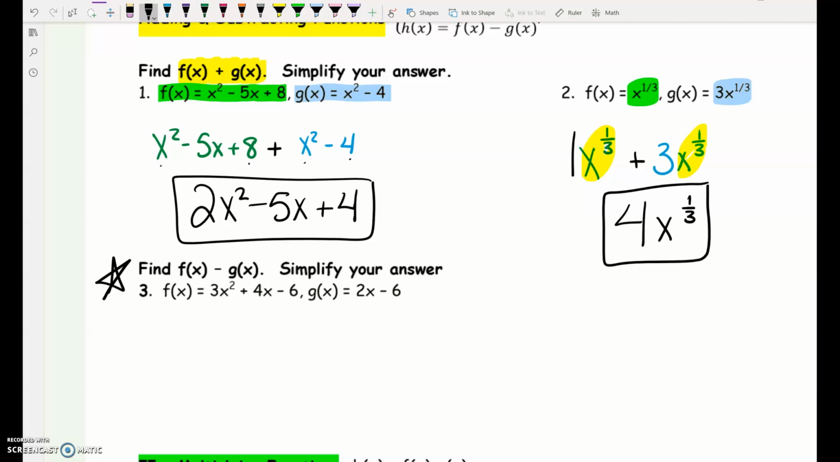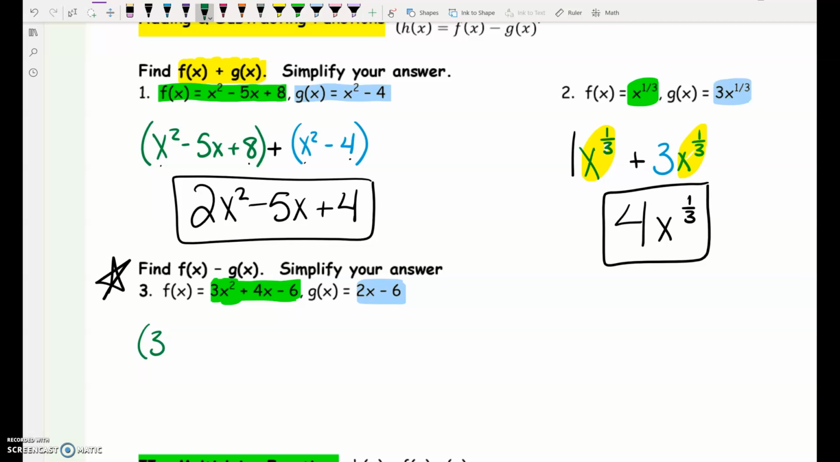Subtracting with functions, I want you to be careful of. Notice with adding, I didn't put any parentheses up there. Technically, I should have put parentheses around the green one and parentheses around the blue one. Now with adding, those parentheses don't really matter, but with subtraction, they do. So in number 3, our f function is this trinomial and our g function is this binomial.